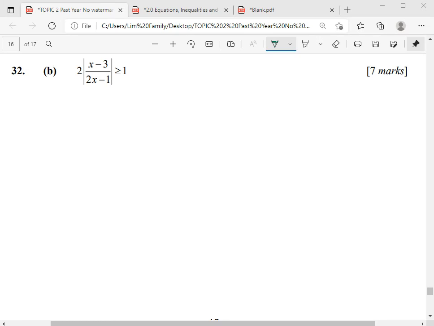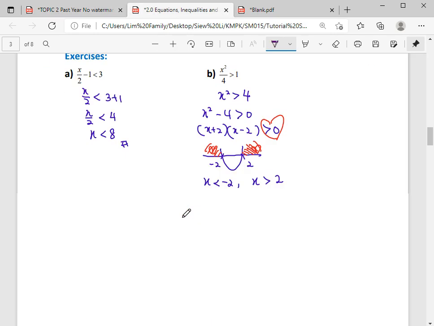Okay, 32b, these questions. What can we do for these questions? It has a modulus in the denominator. So we can do it in simple form, or we can do it in a special case.